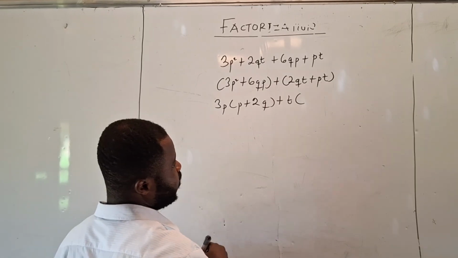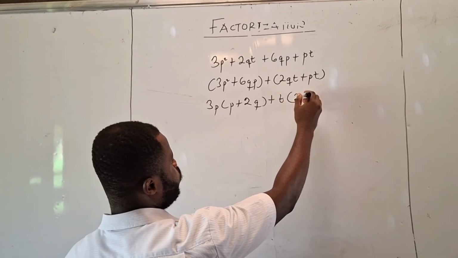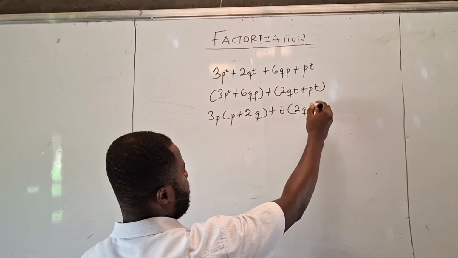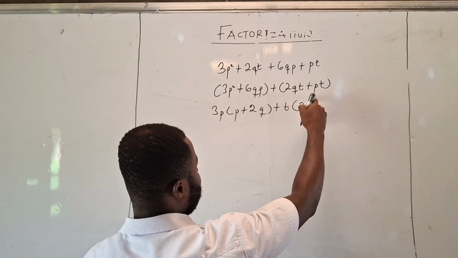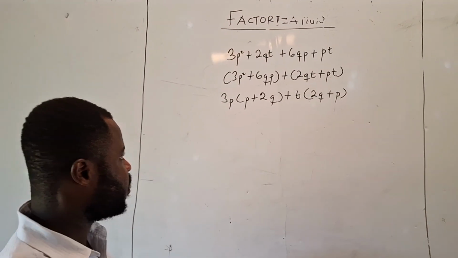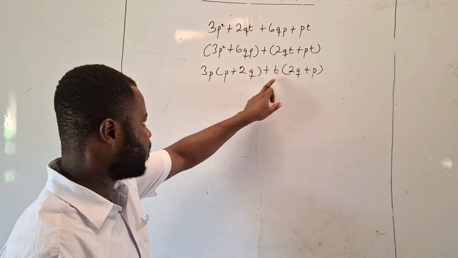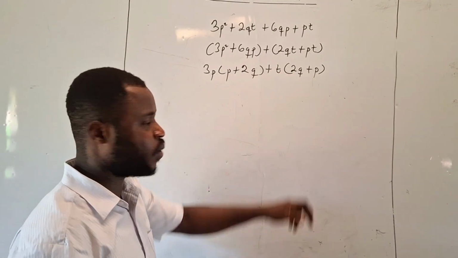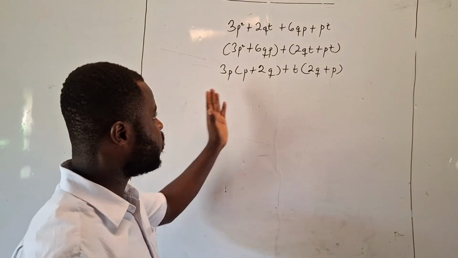When you pick the t here, what do we have? We have 2q plus, now what do we have here? t is out, so we have our p. Now we are seeing p plus 2q plus t out. We have seen 2q plus p. They are not the same. They are not the same.